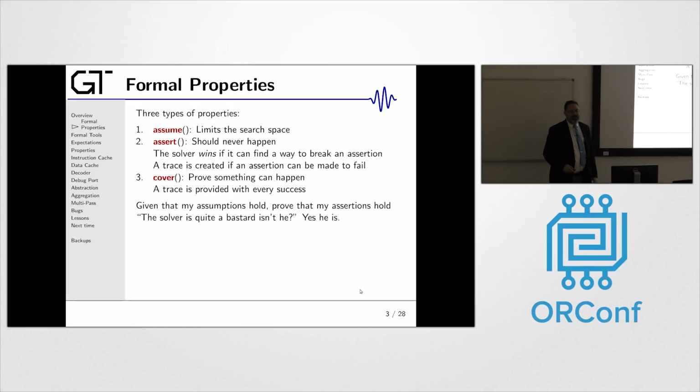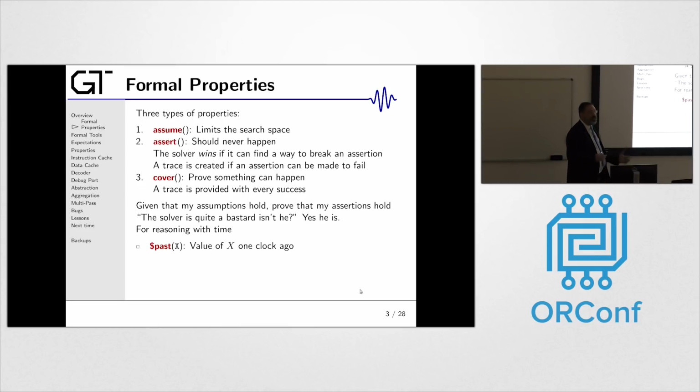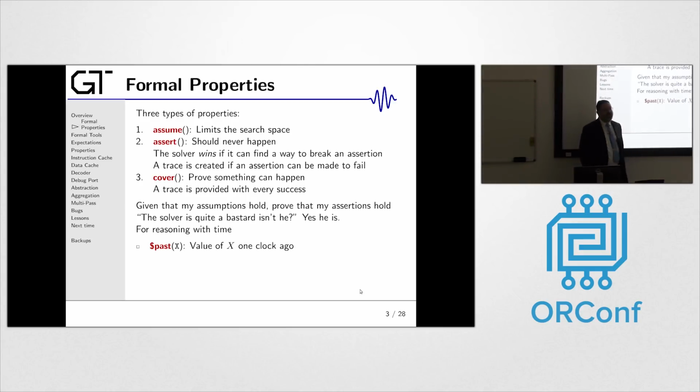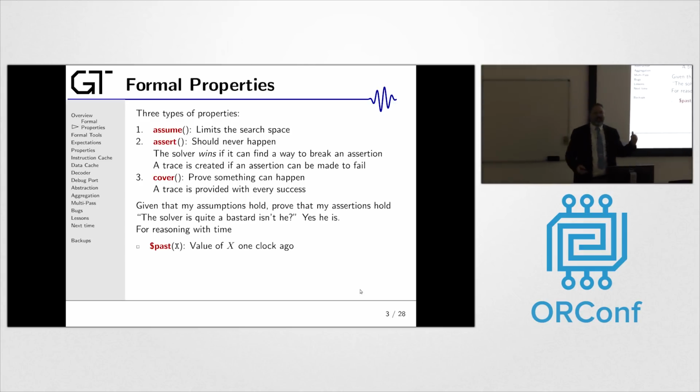As one person said when I taught a course on formal verification, he said, the solver is really quite a bastard, isn't he? Yes, he is. He is out to get you every way he can, and that's just sort of the way to do it. The other thing you need to know is there's this past expression, which gives you the value of whatever was inside that 1 clock ago. Okay, these are the basics. You can do a lot with those basics, and these are what I used for the ZipCPU.